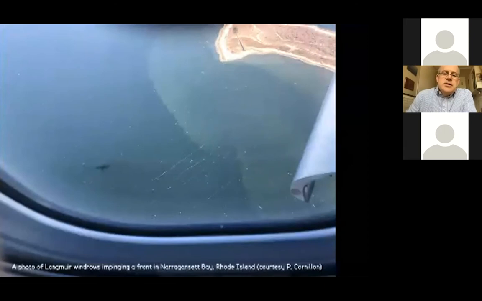And this is also seen in nature. This isn't just a simulation artifact. Here's a nice front that you can see in this sediment plume. This is in Rhode Island. And you can see some Langmuir windrows coming up and then inflecting to a different direction on the other side of the front, which is a really pretty example of the kind of phenomena that we're talking about.